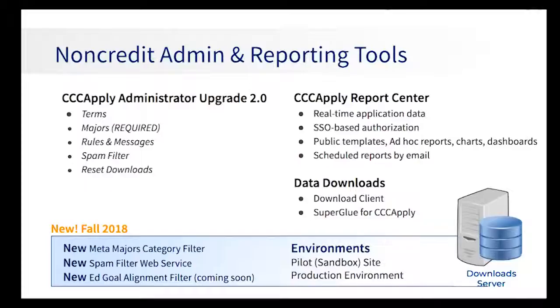The data downloads. Most colleges are still using the download client with the download XML files. Again, you won't have to touch those unless you want to add those 2 new fields to your download file. Superglue for CCCApply will include the new non-credit fields as part of the data set going to the staging table. And then just a couple new features that we added in fall 2018. Some of these may not apply to the standard app, but we wanted to make sure you knew about the web service, the spam filter web service, and that more features are coming soon.